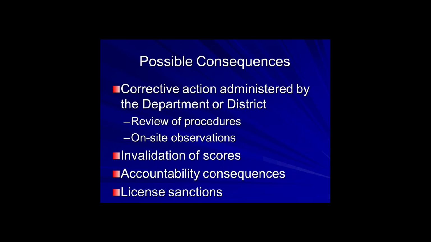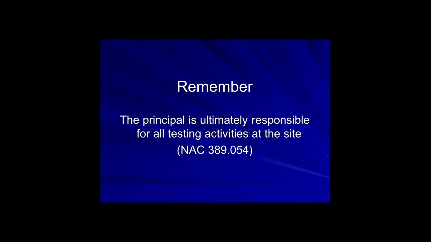Possible consequences of a testing irregularity include corrective action administered by the department or by the district. We would probably include a review of the procedures as well as potential on-site observations in the future. If appropriate, we would invalidate scores. There are potential accountability consequences, and license sanctions are available to the Department of Ed. If you lose an answer document, we're not coming after your license. But if you photocopy the test, we probably are. Remember, the principal is ultimately responsible for all testing activities at the site.